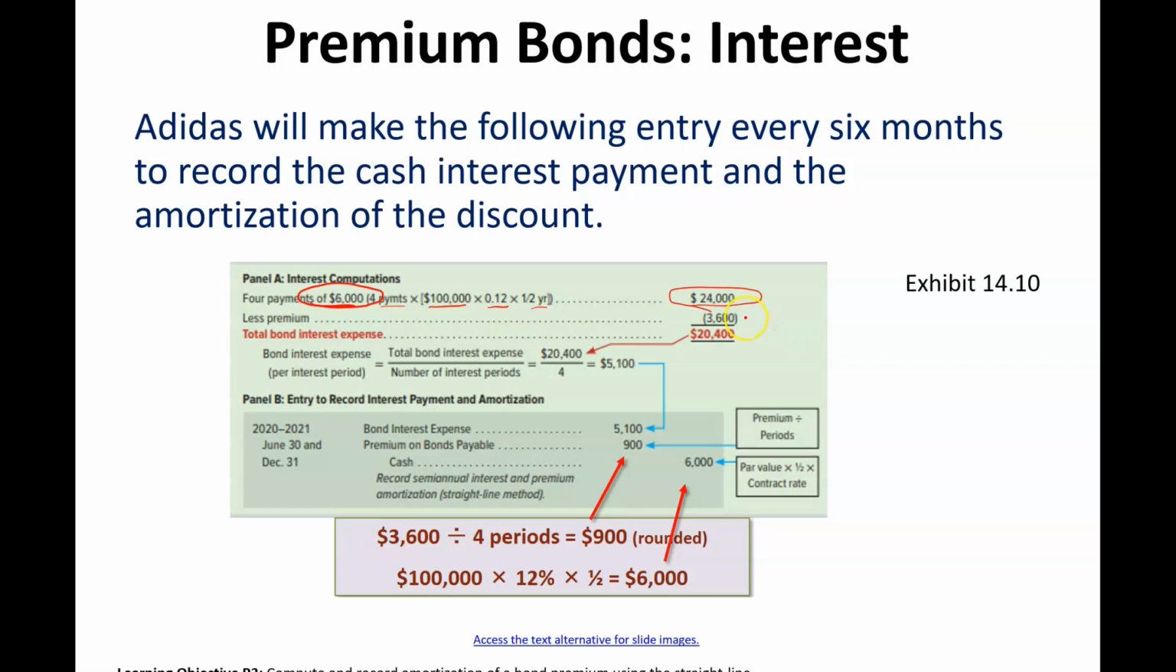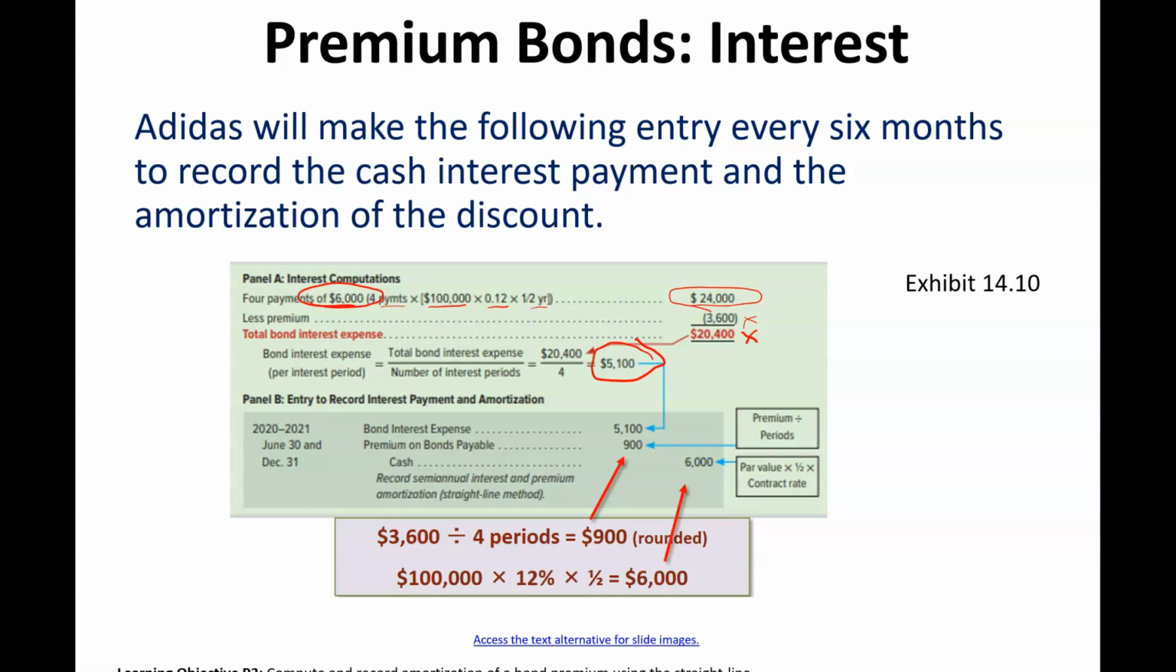Now we need to subtract the premium of $3,600. So the total bond interest expense is actually only $20,400. Now we need to divide that by 4 to see how much each payment is. Divide the $20,400 by 4, which is how many payments. We will get $5,100 that we need to expense out every semi-annual payment.